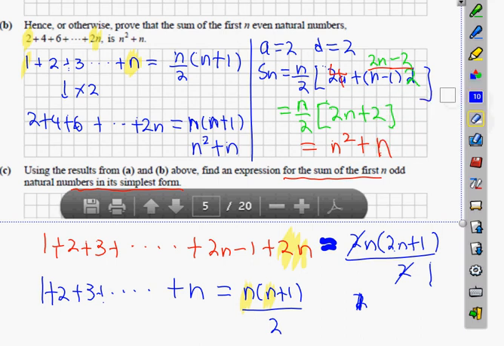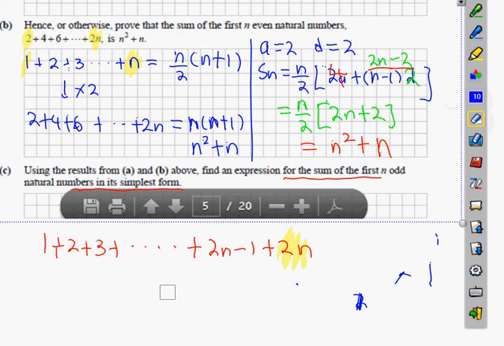So, I'm now at the stage where the first 2n terms are going to be, sorry, 1 second. This equals 2n squared plus n, wasn't it? Okay. Now that's what we got there, okay?